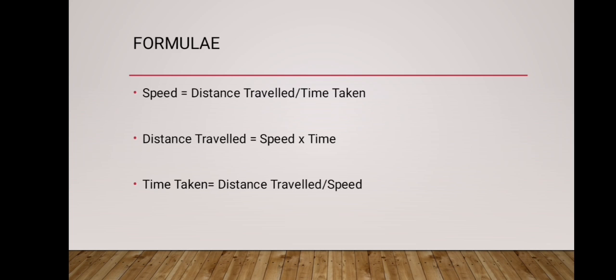As I said, speed is distance traveled in unit time. So the formula of speed is distance traveled over time taken. And from this equation, we can derive a formula for distance traveled. Distance traveled is equal to speed into time. In the same way, we can also extract the formula for time taken by an object in terms of distance traveled and speed. So time taken is equal to distance traveled divided by speed. So these are the three formulas which we are going to apply in this exercise.